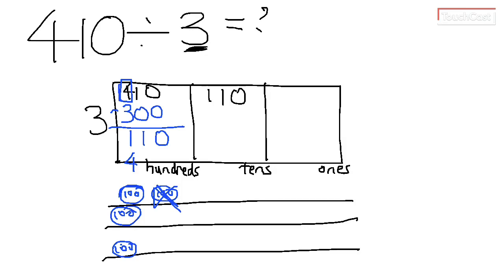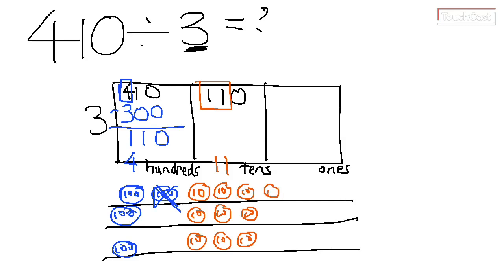Now let's think. How many tens do we have? We have 11 tens, which makes 110. So we have 11 tens that we're going to share between 3 people. Let's share them out and make sure you're labeling tens in each one instead of hundreds. 10 tens, 11 tens. Everyone got something, but not everyone had the same amount, so I'm going to cross out these 2 extras so that everyone has the same amount.